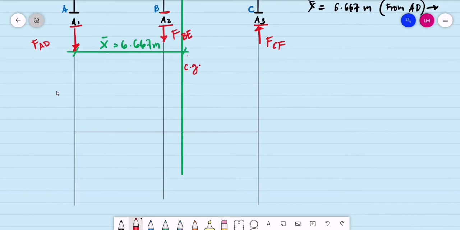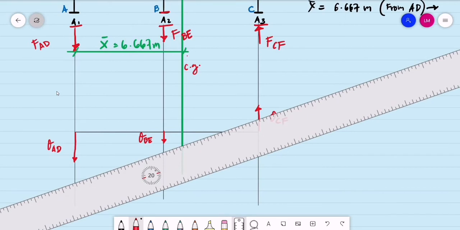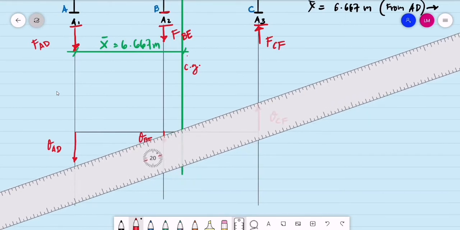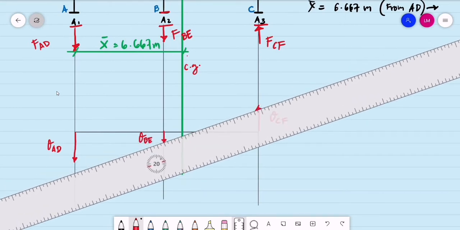For the stresses of each column, we have a tensile stress for column AD, and when it comes to direction, we say it is downward. Let's say this is the stress for column AD. The same with the stress for column BE, it is also downward. And lastly, we have an upward direction for the stress for column CF, but that is under compression. Then we are just to form similar triangles for these stresses.